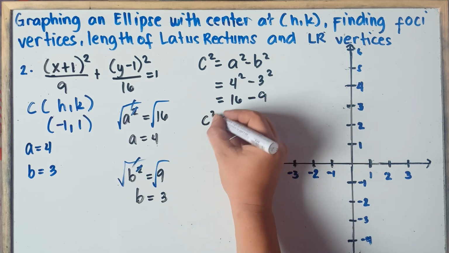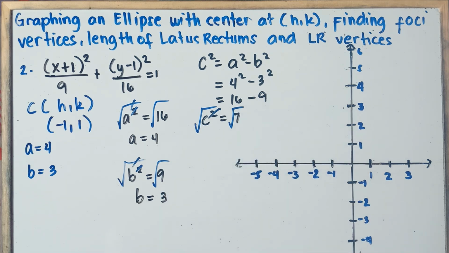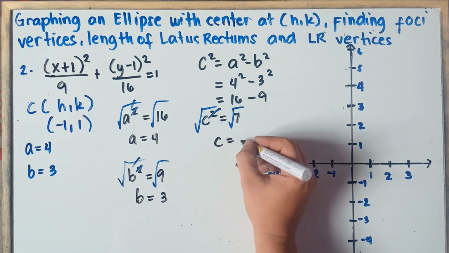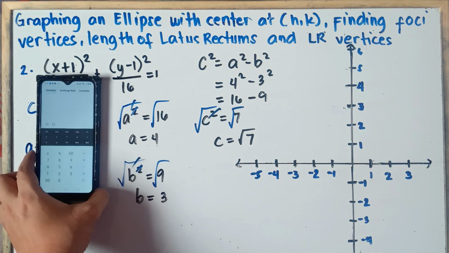And then copy c squared. So to get the value of c, you extract the square root of both sides. Cancel this out. And our c is equal to the square root of 7. So we need to get, class, the decimal number for the square root of 7, because it's hard for us, class, to grab the square root of 7. So we need to get the decimal value for the square root of 7.